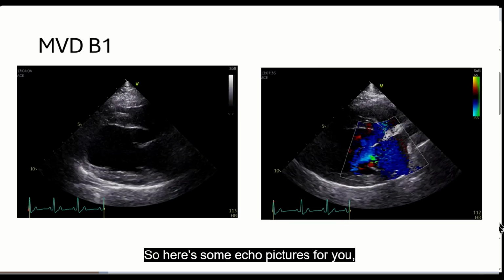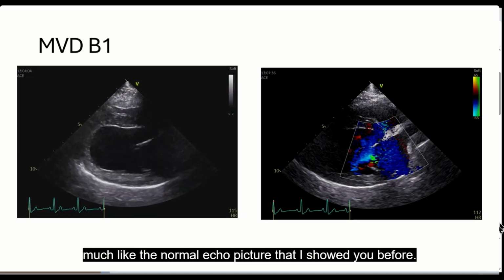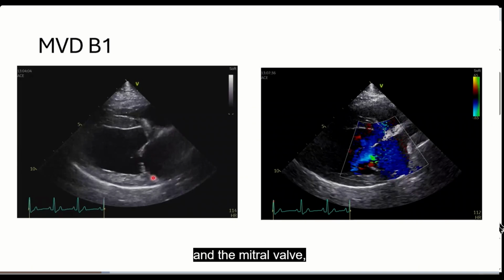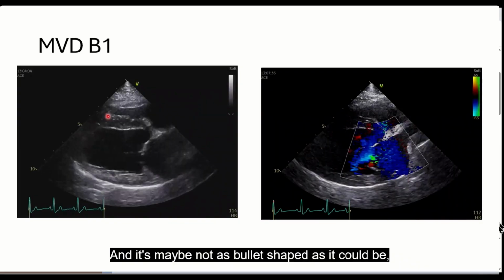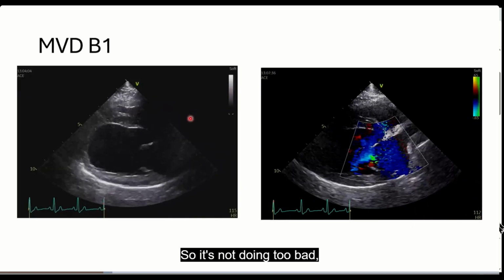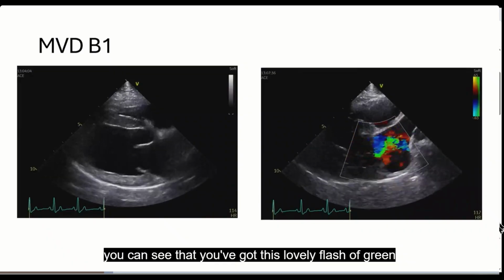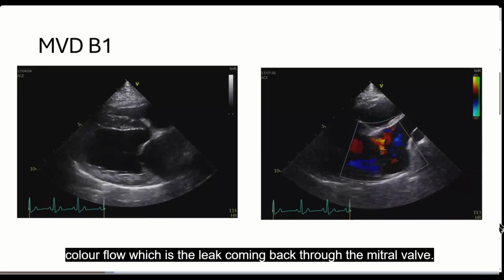So here's some echo pictures for you, some video loops of a mitral valve B1 stage. I just need to take off my laser pointer, there we go. So this is a standard left apical view, much like the normal echo picture that I showed you before. So we've got our left atrium here and the mitral valve flippy flapping and a left ventricle there, and it's maybe not as bullet shaped as it could be, but it's still doing a good job, isn't it? It's contracting nicely. We've got our right side at the top of the picture there, so it's not doing too bad, is it? And then when we have the colour on, the colour flow Doppler, you can see that you've got this lovely flash of green colour flow, which is the leak coming back through the mitral valve.